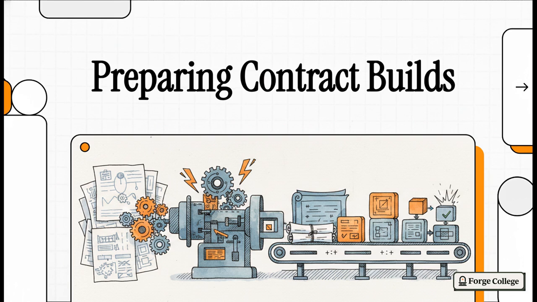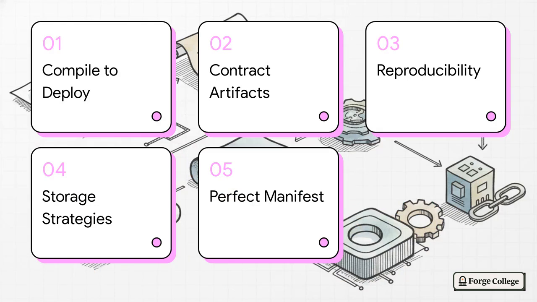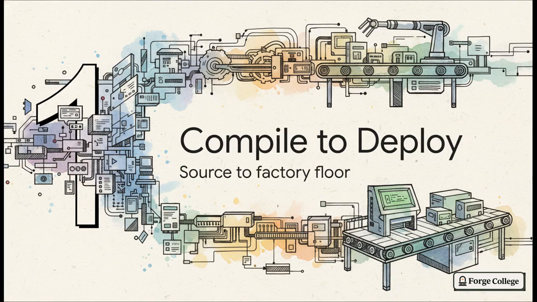So, let's get organized. All right, here's our roadmap for breaking this whole abstract software build system down into simple mechanical parts. First, we'll trace the path from compilation to deployment. Second, we're going to crack open a contract artifact and see exactly what's inside. Third, we'll tackle the infamous reproducibility problem. Fourth, we'll weigh out 3 distinct storage strategies. And finally, number 5, we're going to learn how to build the absolute perfect manifest. So let's dive right into section 1, from compilation to deployment.